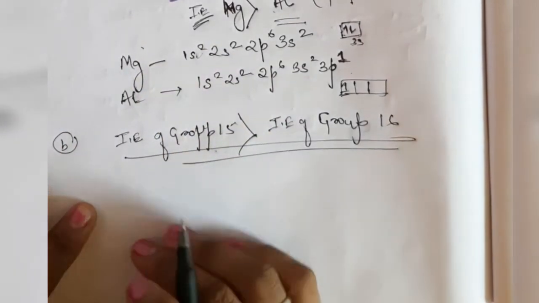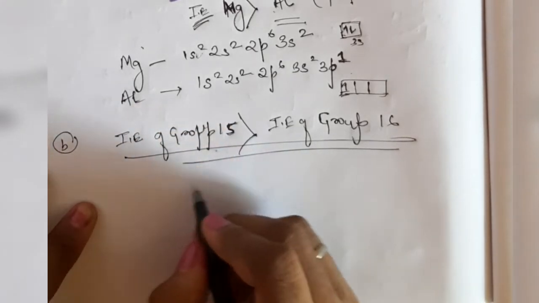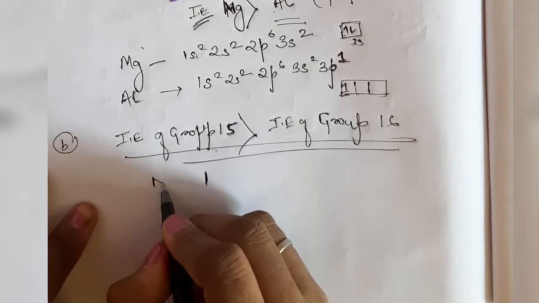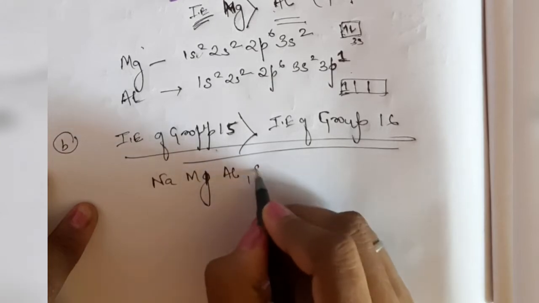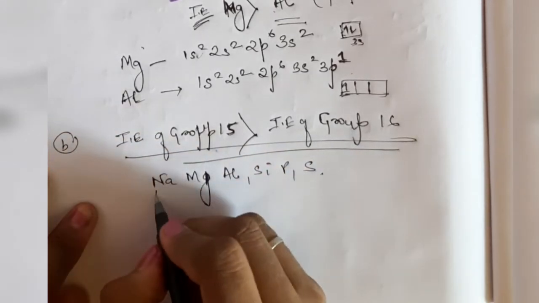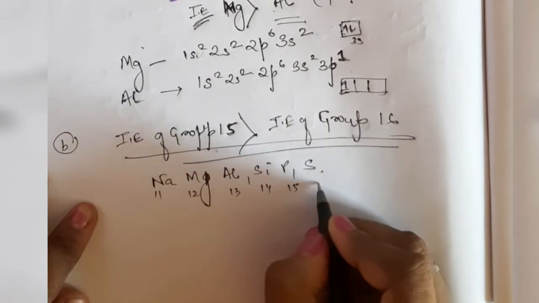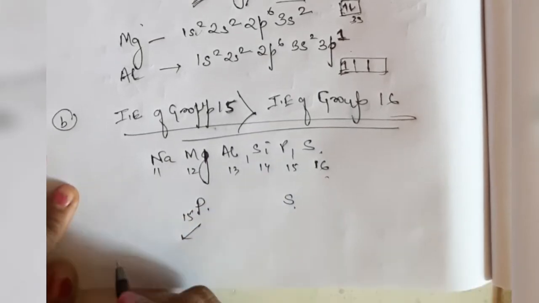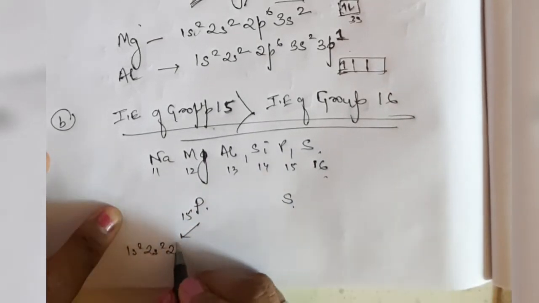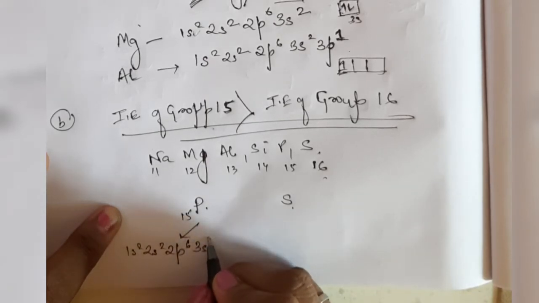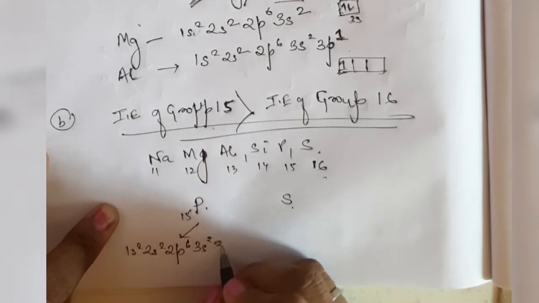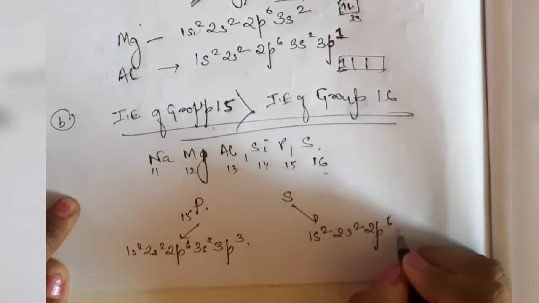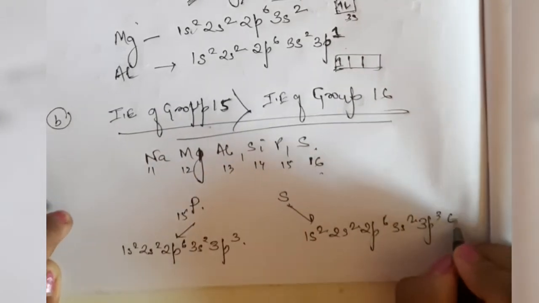But what happens in this case? In group 15, for example, is phosphorus. If we take this trend, sodium, magnesium, aluminium, silicon, phosphorus and sulfur, these are 11, 12, 13, 14, 15 and 16. So if you take phosphorus and sulfur, phosphorus is 15, so its electronic configuration is 1s2, 2s2, 2p6, 3s2, 3p3, and sulfur is 1s2, 2s2, 2p6, 3s2, 3p4.